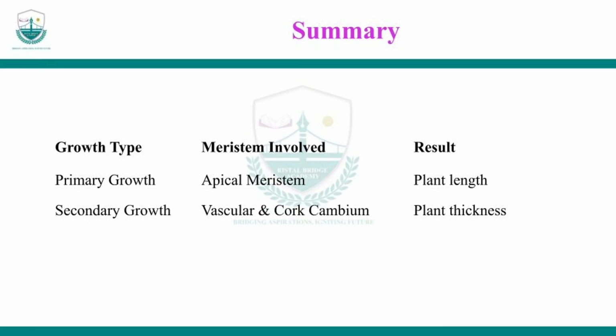So in summary, what we are saying is that in plants, growth happens at particular locations, and these locations contain what we call meristemic cells. These cells divide mitotically, contributing to primary and secondary growth. Primary growth is about the increase in height, and secondary growth is the increase in thickness. Okay, and the increase in thickness is contributed by the cork cambium and the vascular cambium. Thank you.